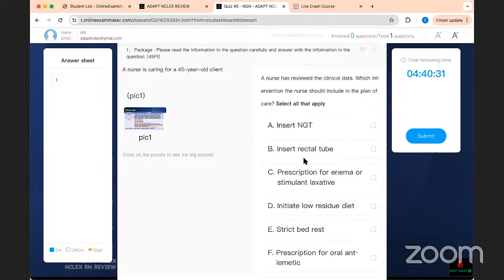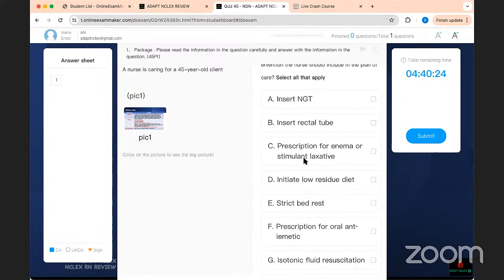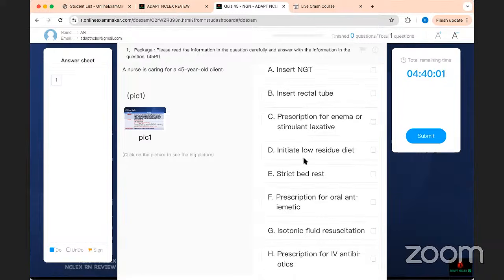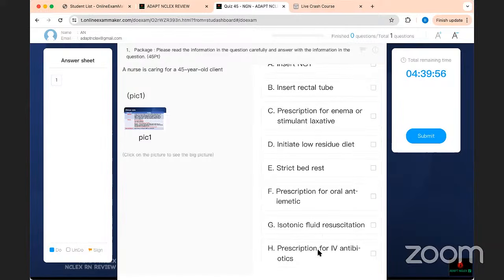Now, a nurse has reviewed the clinical data. Which intervention should the nurse include in the plan of care? Now you should by now know what the patient is suffering from. So what are you going to do? Insert NG tube, insert rectal tube, prescribe enema or stimulant and laxative. Initiate low residue diet, strict bed rest, prescription for oral antiemetic or isotonic fluid resuscitation, or give them antibiotic.